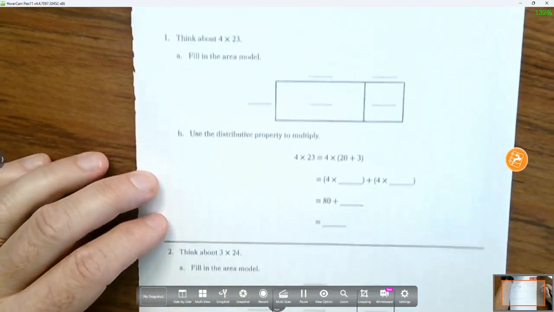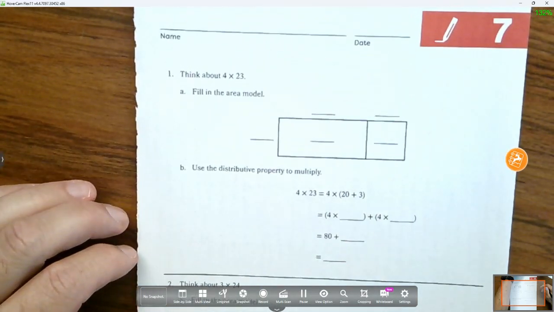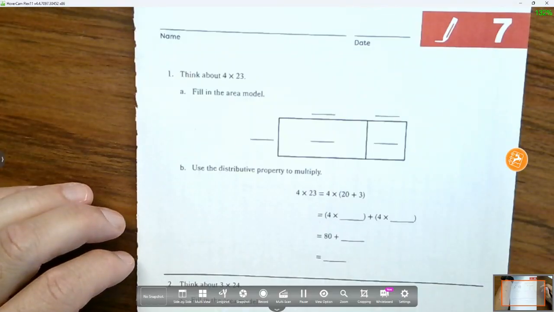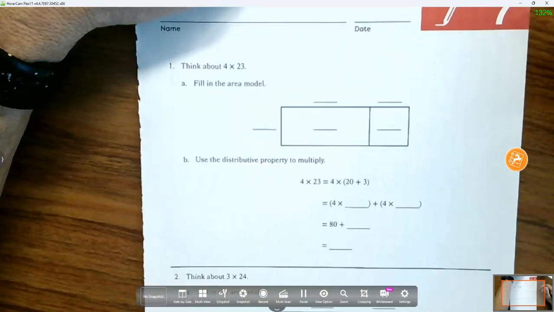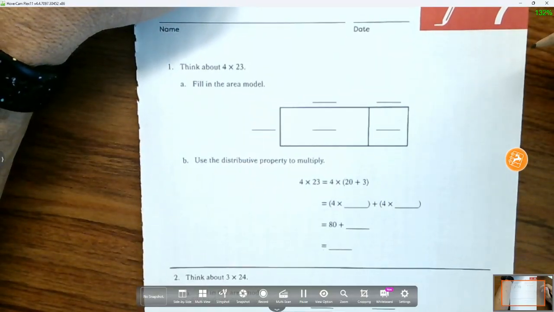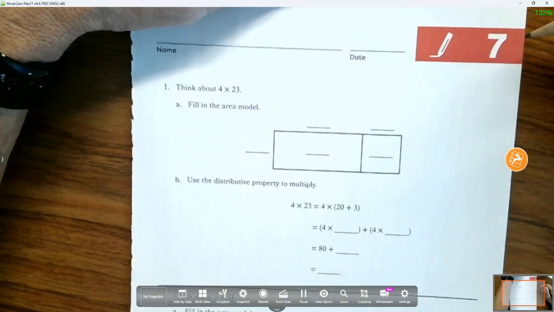All right, here is our homework for Thursday. That should be October 23rd. Yeah, today's the 20th. Thursday's the 23rd. This is module 2, lesson 7, so for Eureka Math Squared, 4th grade.